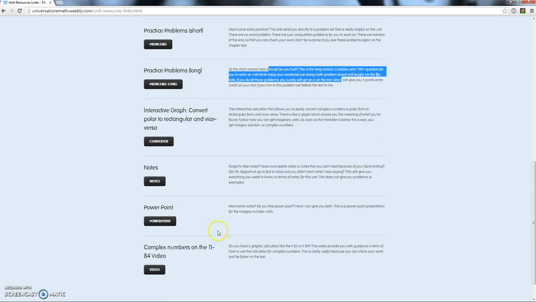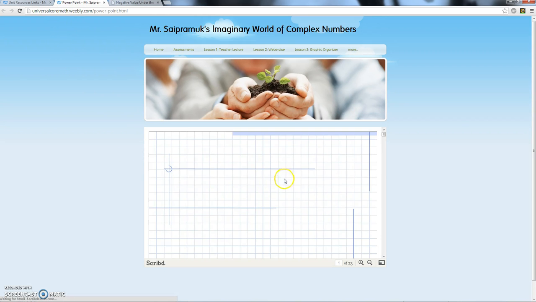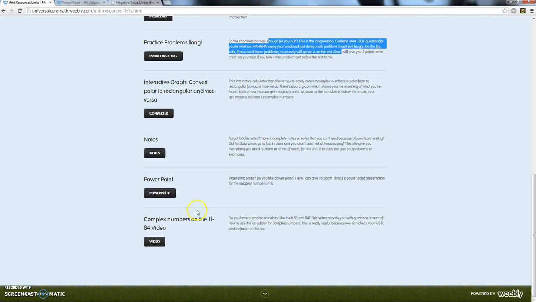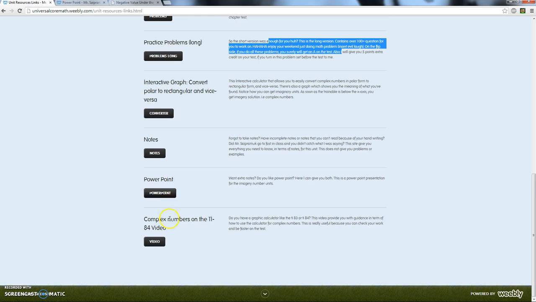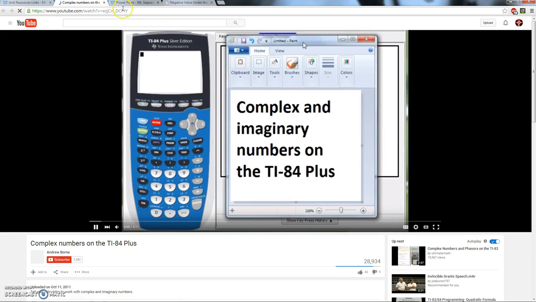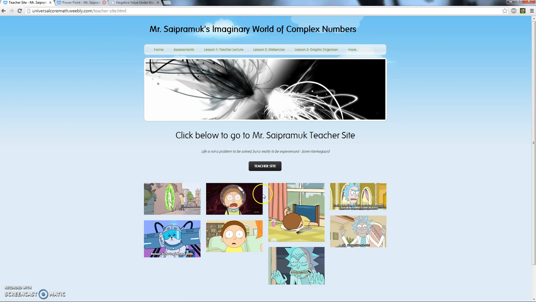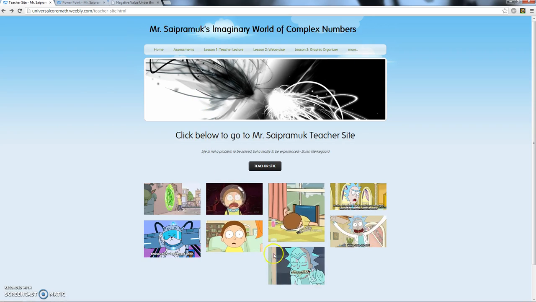And there's different note resources. Here you have the notes of the complex system kids can use, as well as a PowerPoint presentation here that I made of complex numbers, right? So kids can use this as well. So there are different notes resources as well as online resources digitally kids can use. Then there's also the complex numbers on how to use the graphing calculator. Lastly, you have your teacher website. This is where kids can actually go to my teacher website. Then they can actually come back.